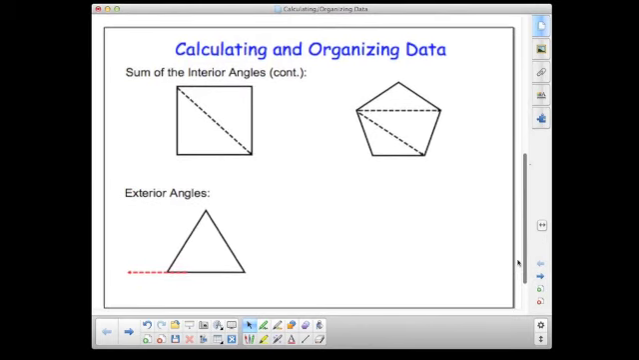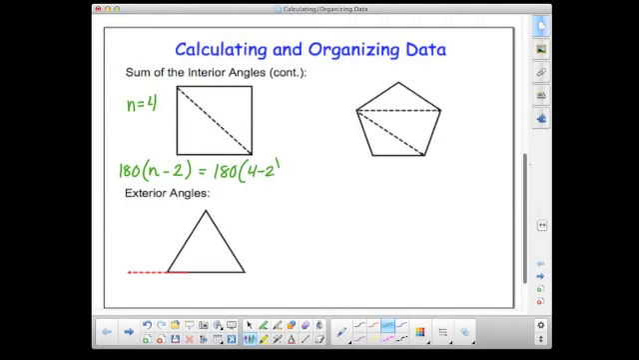So now, if I'm using my equation, 180 times (n minus 2), n is equal to the number of corners of my shape. So for a square, n is equal to 4. So 180 times (n minus 2) is going to give me 180 times (4 minus 2), or 180 times 2. And that's going to equal 360 degrees.